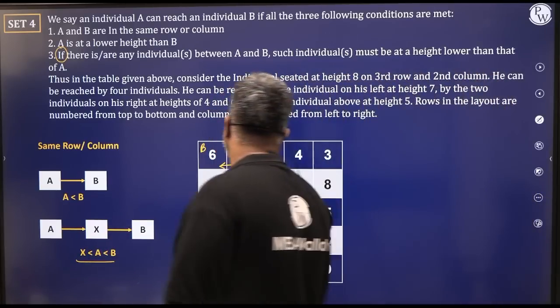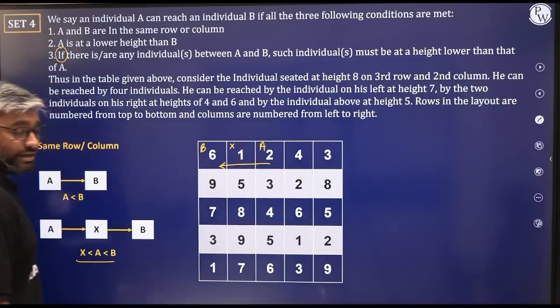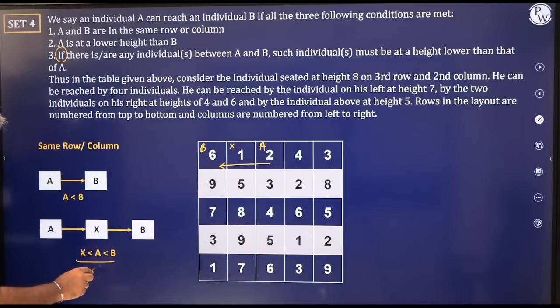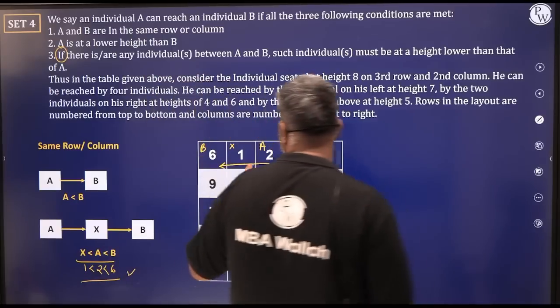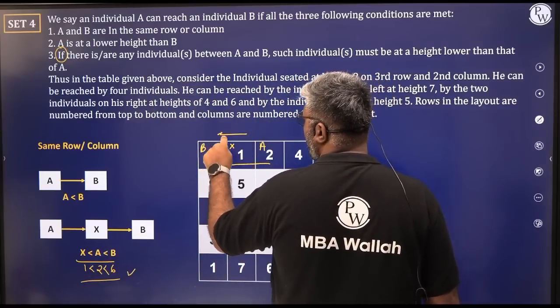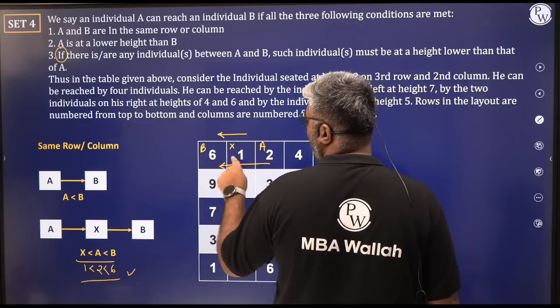So in this case, can we say A से X से B जा सकते हैं? Yes, we can. कैसे? क्योंकि A से X, this is A is what? 2, X is 1 and B is 6. Does it satisfy? Is 1 less than 2? Yes. Is 2 less than 6? Yes. So this satisfies. So now we can reach B. We can reach B either directly from X also or from A, X and B.